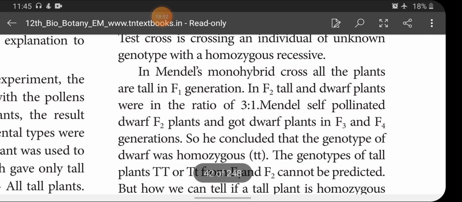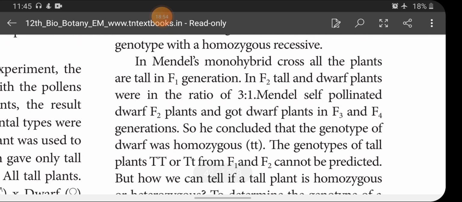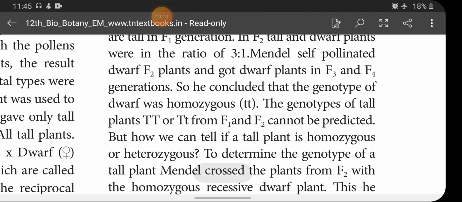In Mendel's monohybrid cross, all the plants are tall in the F1 generation. In F2, tall and dwarf plants were in the ratio of 3:1. Mendel self-pollinated dwarf F2 plants and got dwarf plants in the F3 and F4 generations. So he concluded that the genotype of dwarf was homozygous, small t small t. The genotype of the tall plant, capital T capital T or capital T small t, from F1 and F2 cannot be predicted.